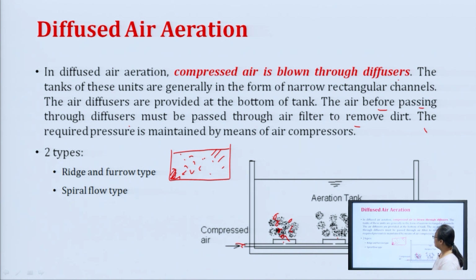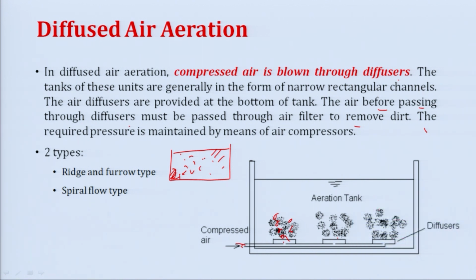So in diffuse air aeration, compressed air, here also you are giving compressed air. Compressed air is blown through diffusers. The tanks of these units are generally in the form of narrow rectangular channels. Air diffusers are provided at the bottom of the tank, and air before passing through diffusers must be passed through air filters to remove dirt, and the required pressure is maintained by means of air compressors. Generally two types, one is called ridge and furrow type, another is called spiral flow type.